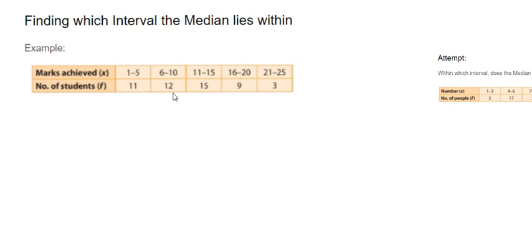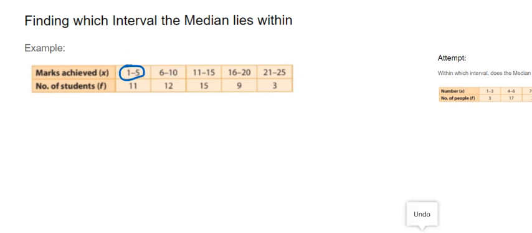Hi guys, so here we're trying to find out which interval the median would lie in when you're given a grouped frequency table. Doing this is pretty much the same as working out the median from a frequency table. It's just that this time you're going to give your answer as an interval. So the answer will be one of these intervals.